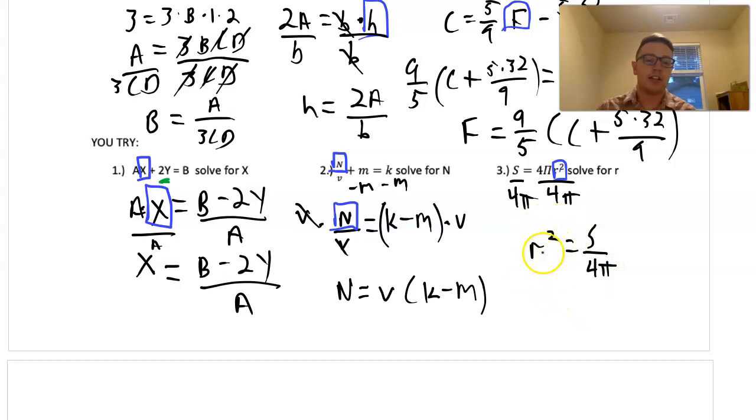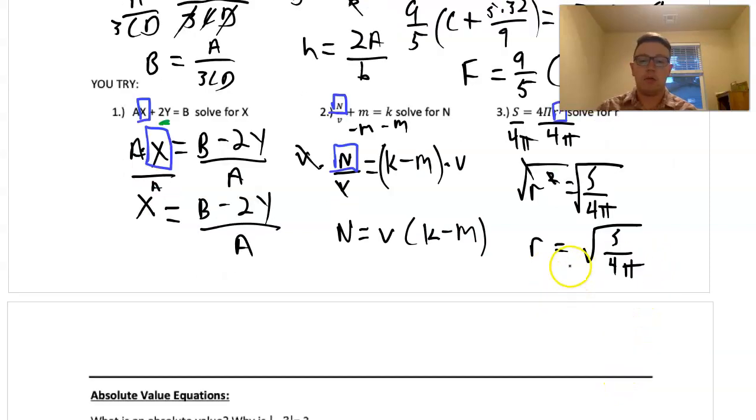Now how do we get rid of that square? We're going to take the square root. And once we take the square root, that will cancel out. We're left with r is equal to the square root of s over 4 pi.